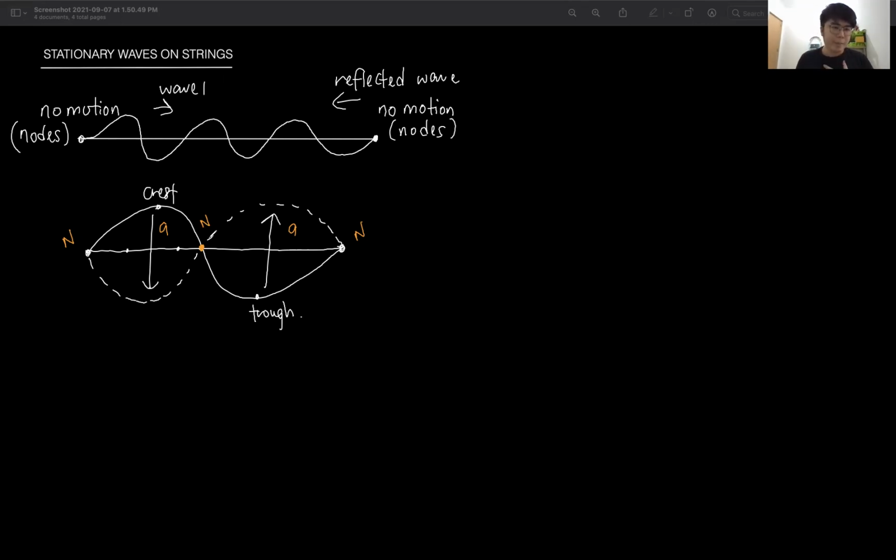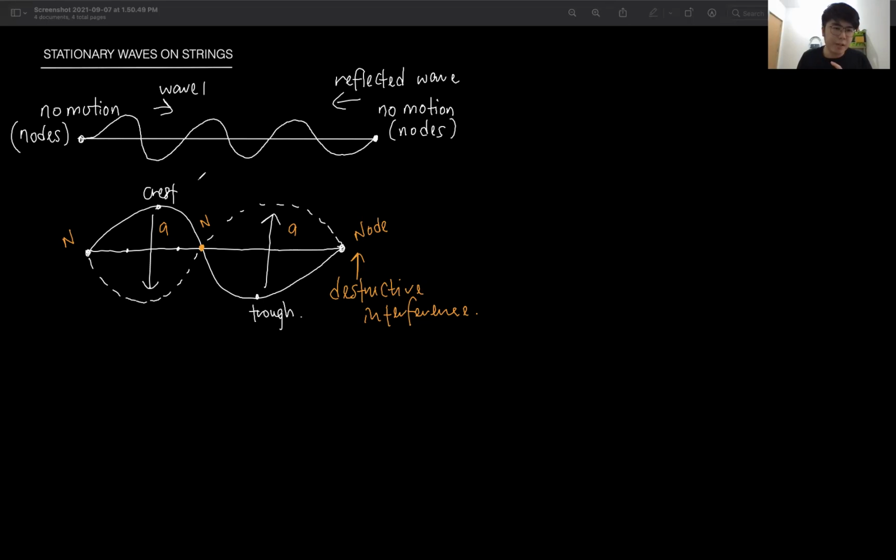Now, what is actually happening at the node here? At the nodes, destructive interference happens. Their amplitudes cancel out, so there is no displacement.